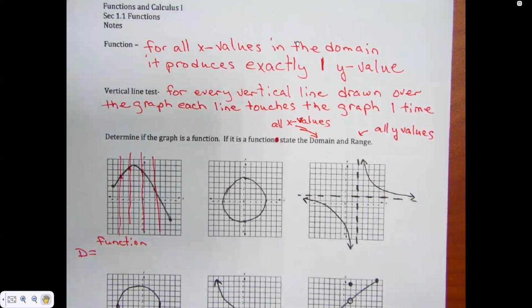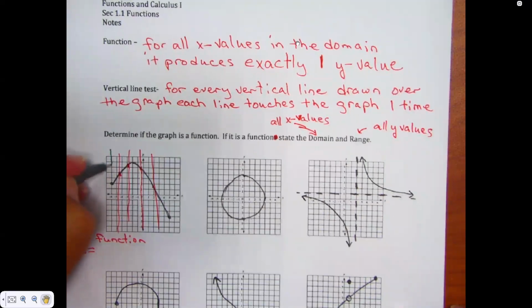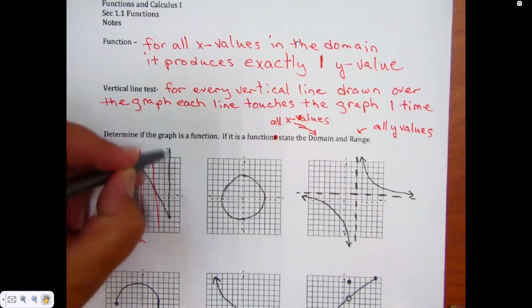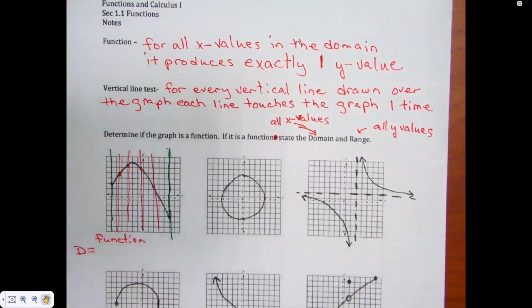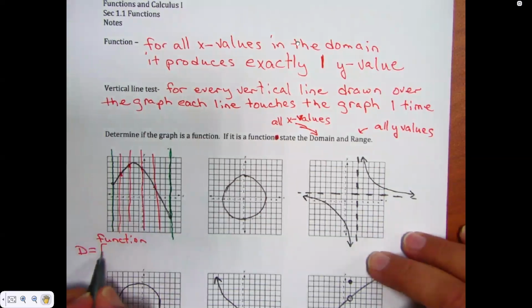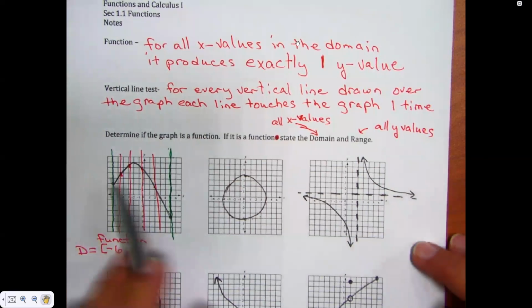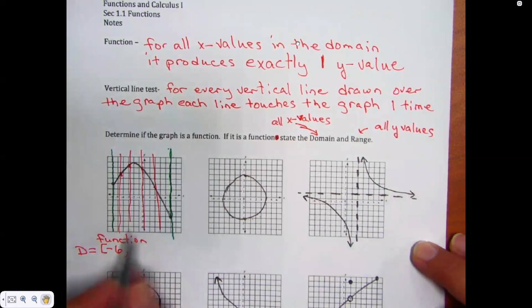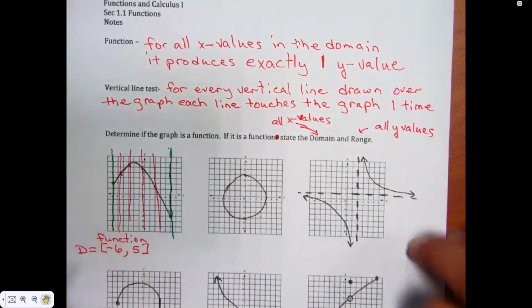Okay, so domain is x values. You go left to right. So what's my first left? -6. And you see that we're doing only x values. There was a dot there, so we'll include -6. And it goes all the way to that green line, which is 5. There was a dot there, so we'll include it.